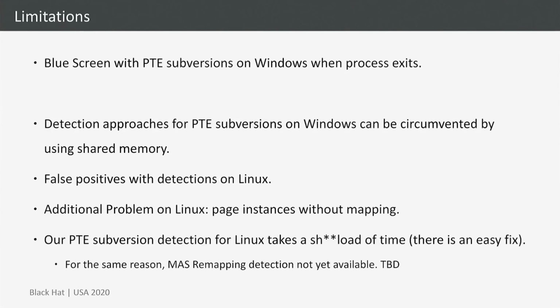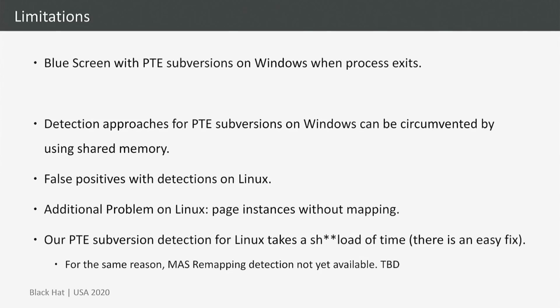Some limitations. We still have the issue for the subversion with the blue screen in Windows with our PT subversions. So this is something that we need to fix. Also, the detection approaches for the PT subversions on Windows can be circumvented by the usage of shared memory. So this is something that we have in the future to have a closer look at. Also, there were quite some false positives with Linux, with the detections. So that's something that's not ideal at the moment.